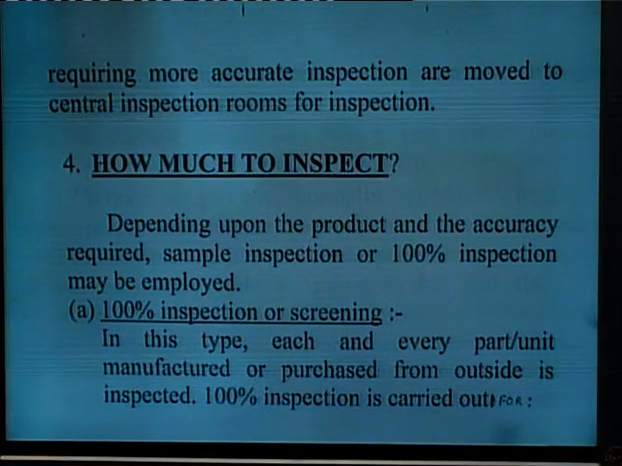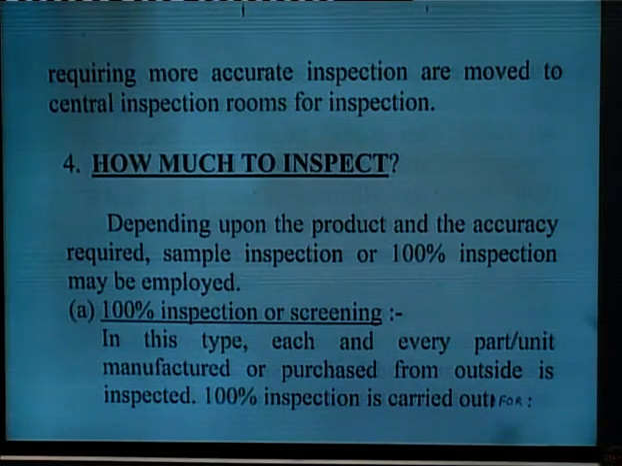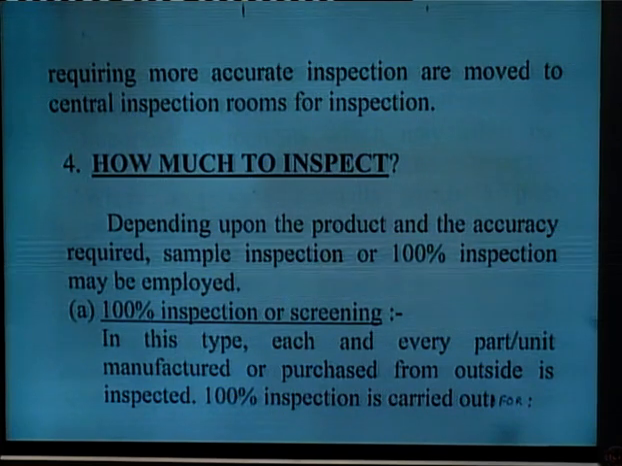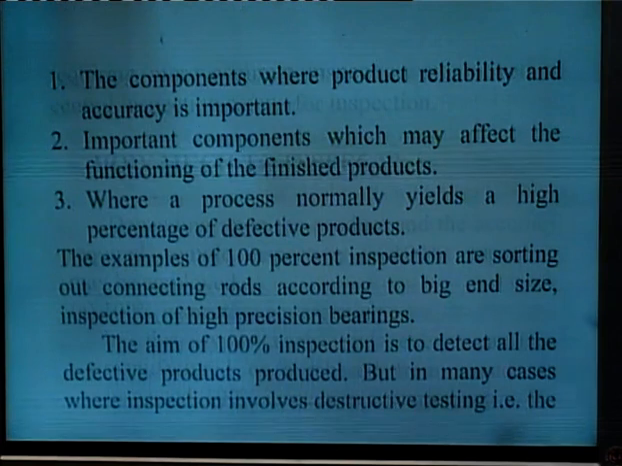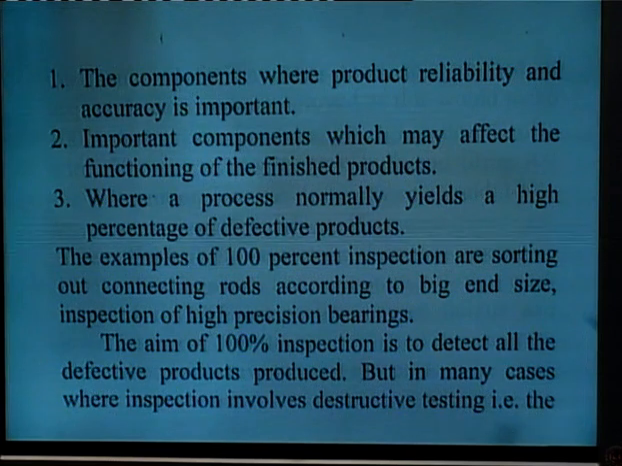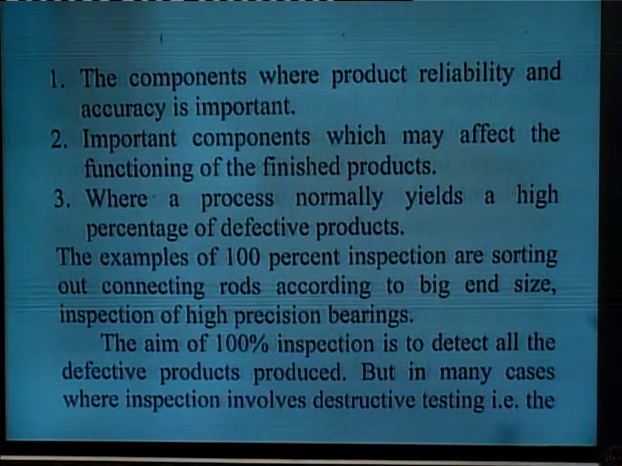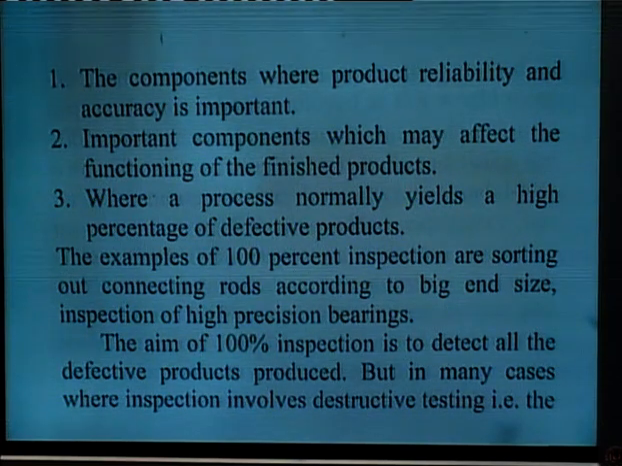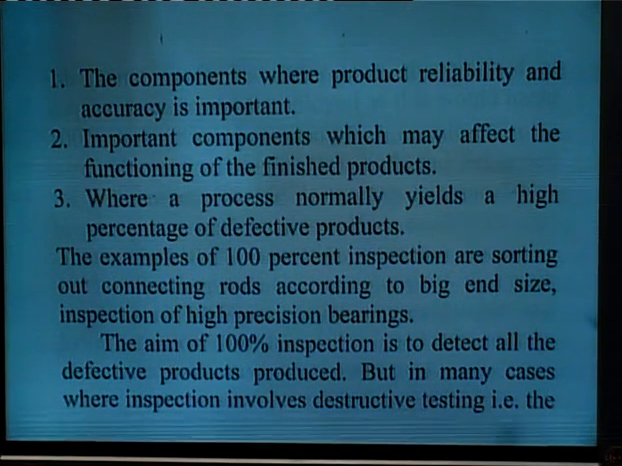Every part, whether manufactured or purchased from outside, is inspected, meaning every part is inspected. 100% inspection is carried out, firstly, for components where product reliability and accuracy is important. Secondly, for important components which may affect the functioning of the finished products. And thirdly, where a process normally yields a high percentage of defective products.